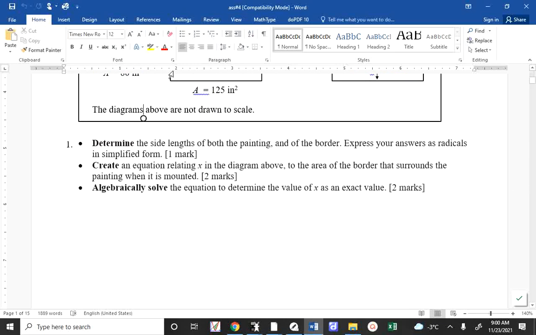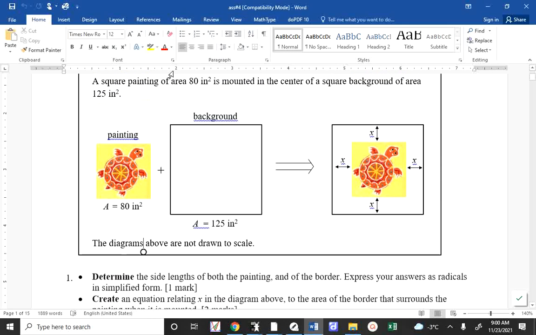So remember, when you create the equation, you should be explaining why you're doing what you're doing. So, for example, if I saw in this question root 80 plus 2x somewhere, I want you to explain why you're using root 80 plus 2x. If I saw in this question somebody else did it and they had root 125 minus 2x, I'd want to know why they're minusing 2x.